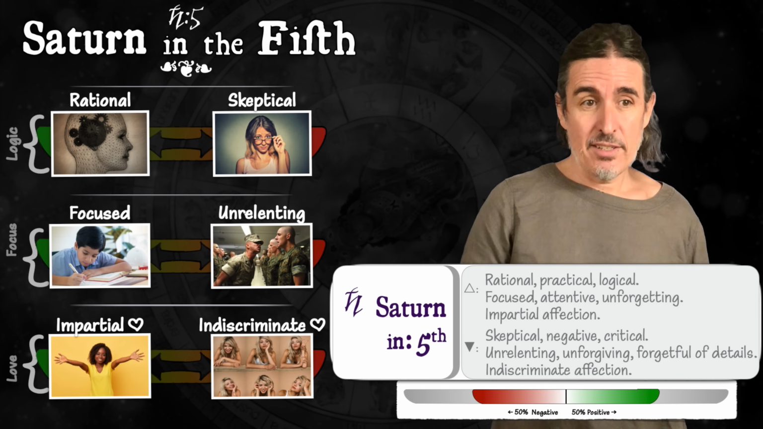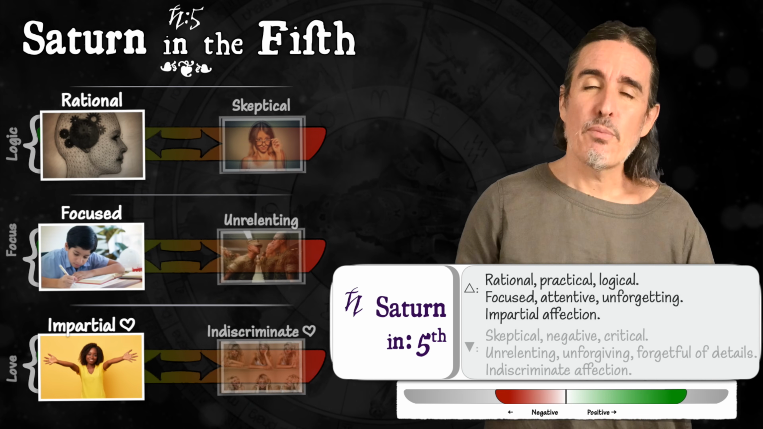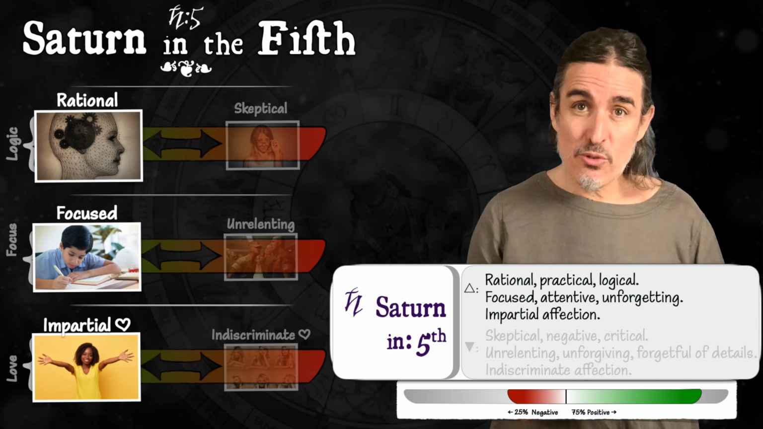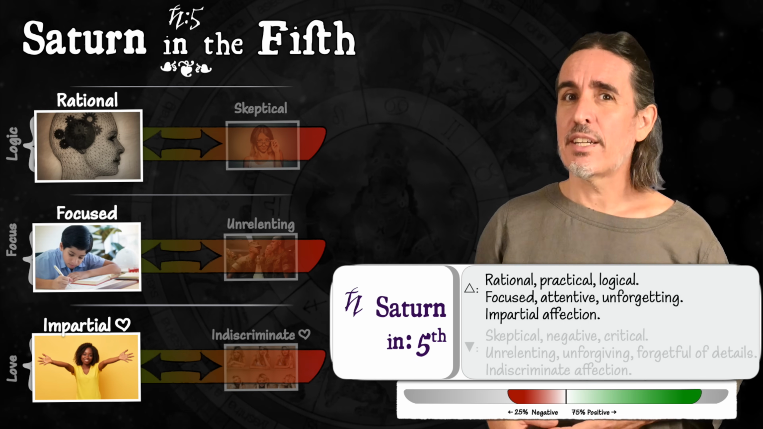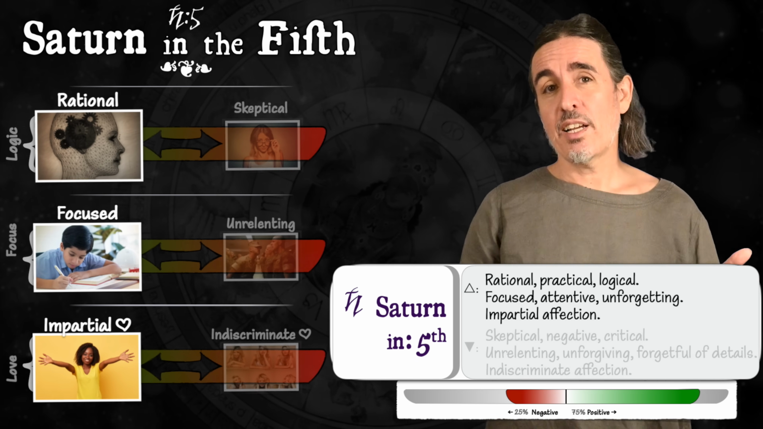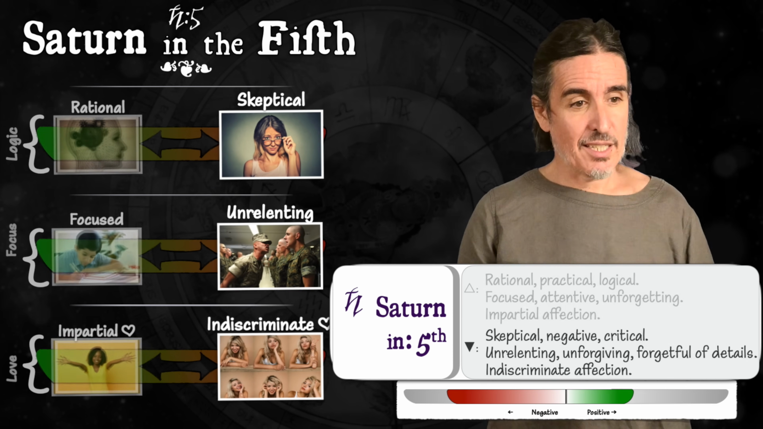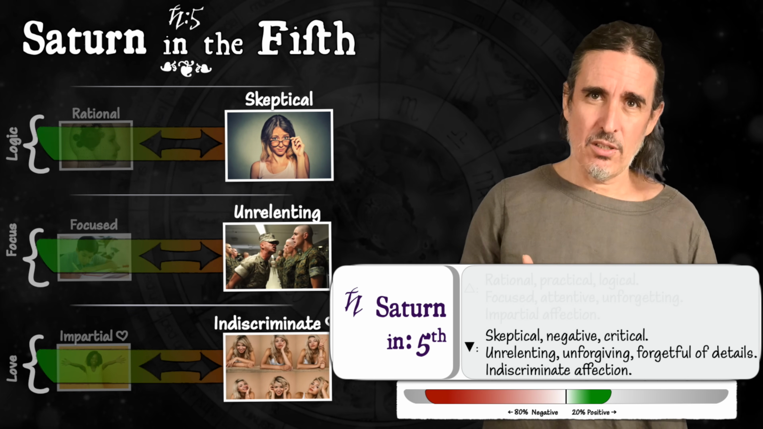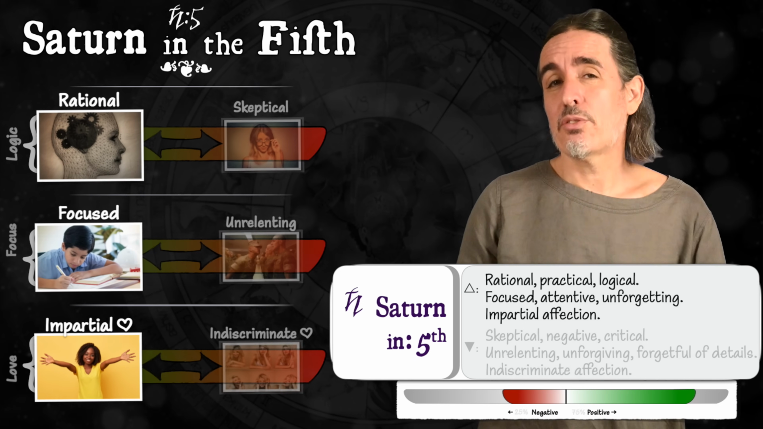The more positive Saturn is in the fifth house, the more rational, practical, and logical you are, the more focused, attentive, and strong-memoried you are, and the more impartial you are in how you love. However, on the flip side, the more negative Saturn is in the fifth house, the more skeptical and critical you are, the more unrelenting and intense you are, and the more you are indiscriminate in how you love. So as you see, the interpretation of any planet in any house really depends an awful lot on the positivity or negativity of that planet. So now let's go over how you would figure that out.